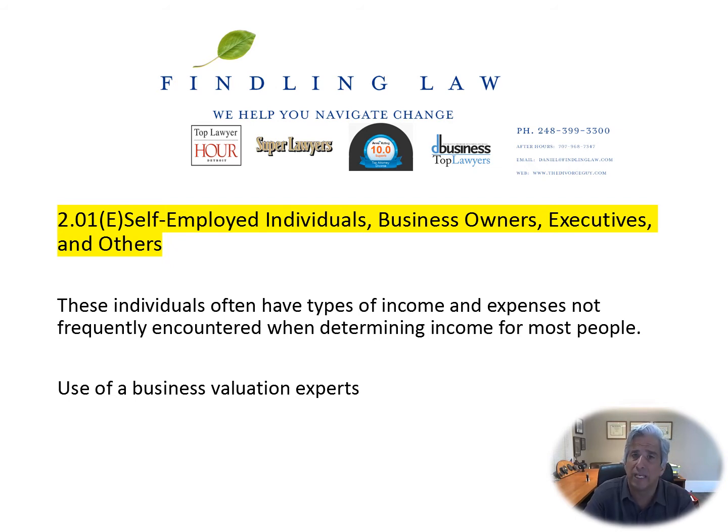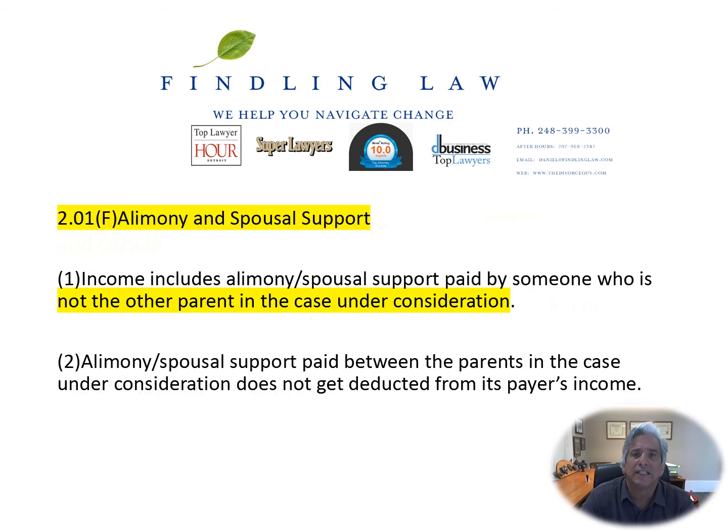And trust me, it can make a very big difference. Section 2.01F deals with alimony. For purposes of child support, do you consider alimony payments a deduction in determining your income? And the answer has changed. In older judgments, alimony paid by the payor was tax deductible, and to the recipient it was considered income, so the answer would be yes.